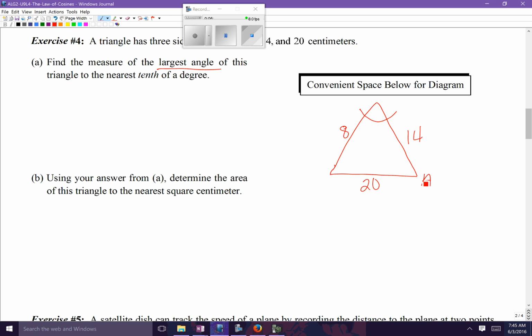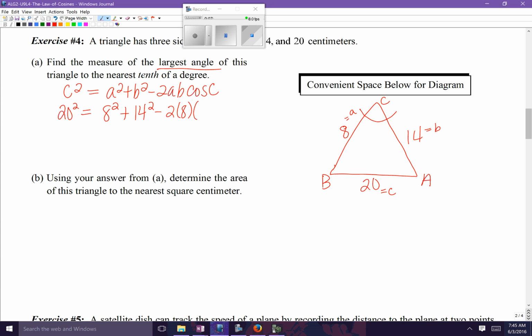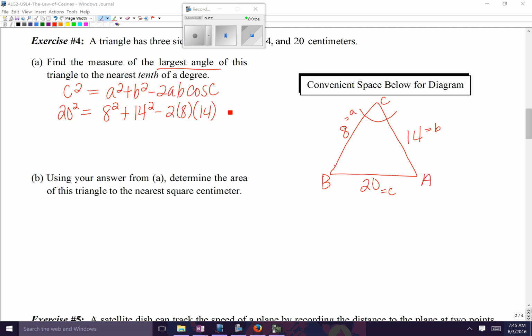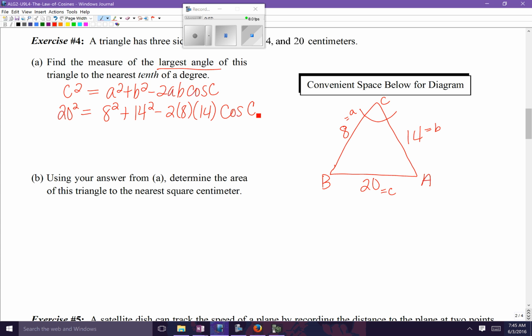So I'm going to go ahead and label my triangle. That means that the 20 is little c, and this is going to be little a, little b. So I'm going to write my formula. I'm going to substitute in: I have little c, 20 squared, I have a, and again, I am missing the cosine value.